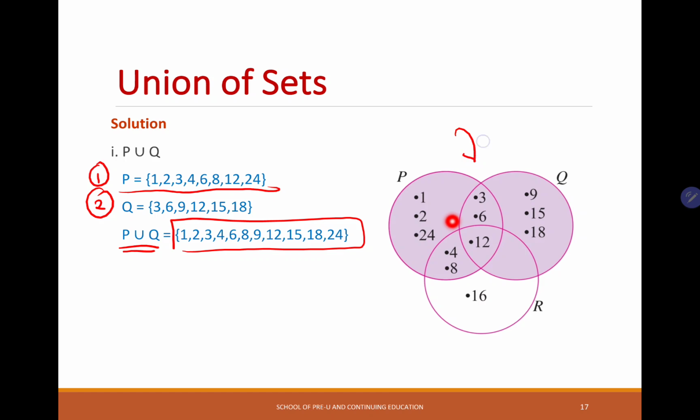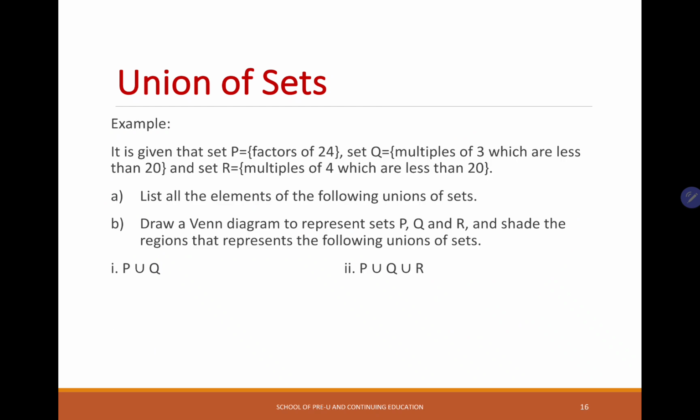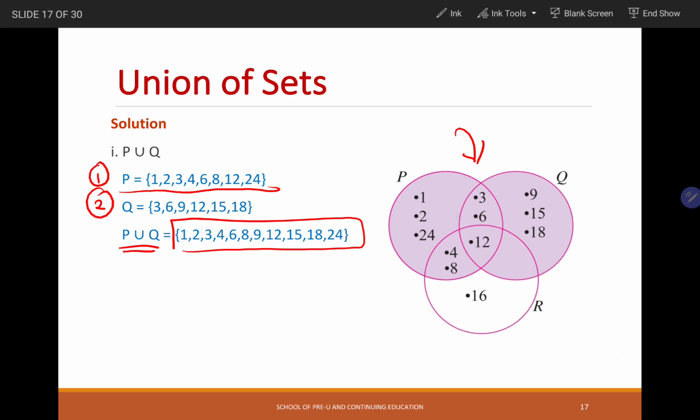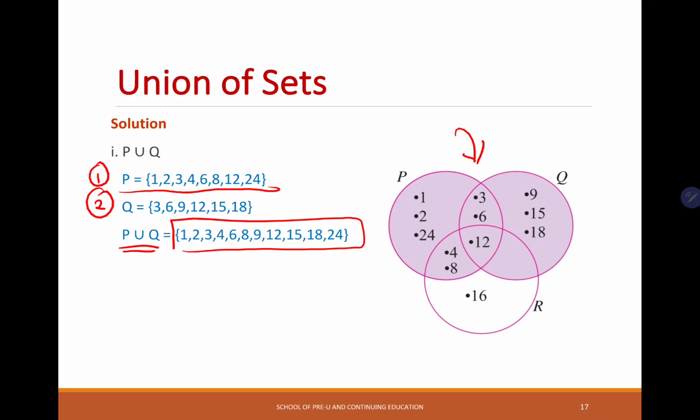Now you can just create a Venn diagram here, which consists of all elements for P, Q and also R. But R we will not shade at this part, because 16 is not inside P and is not inside Q.